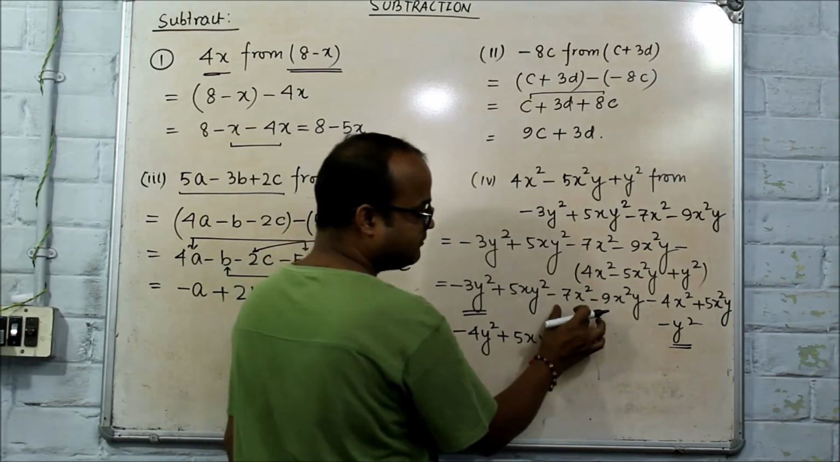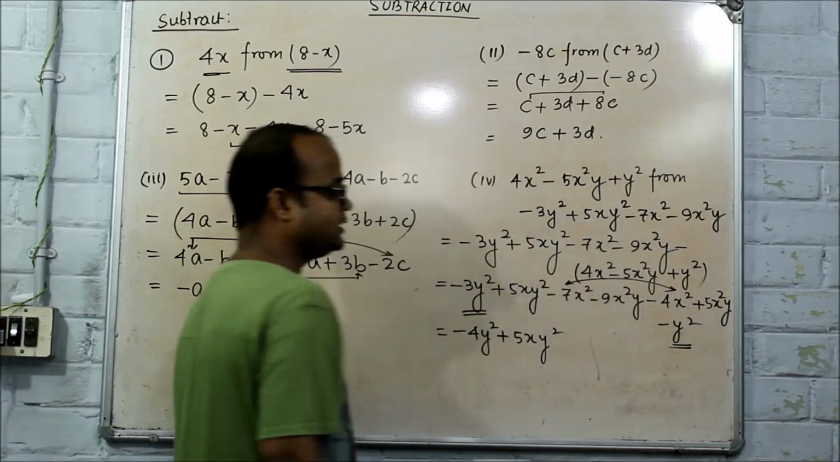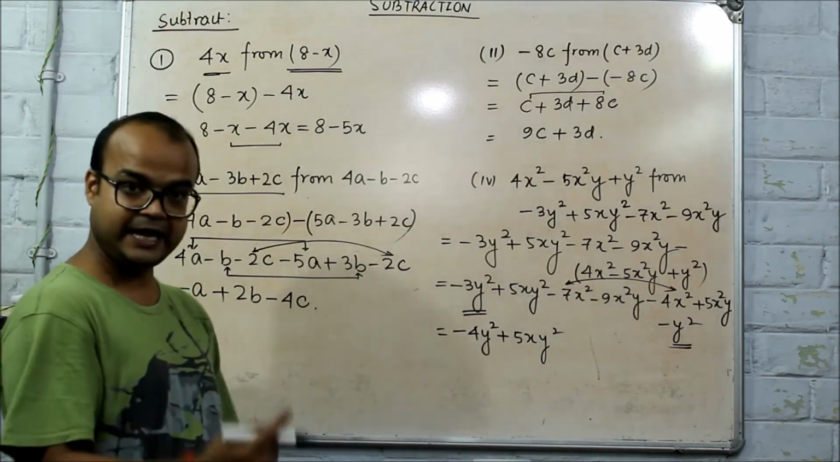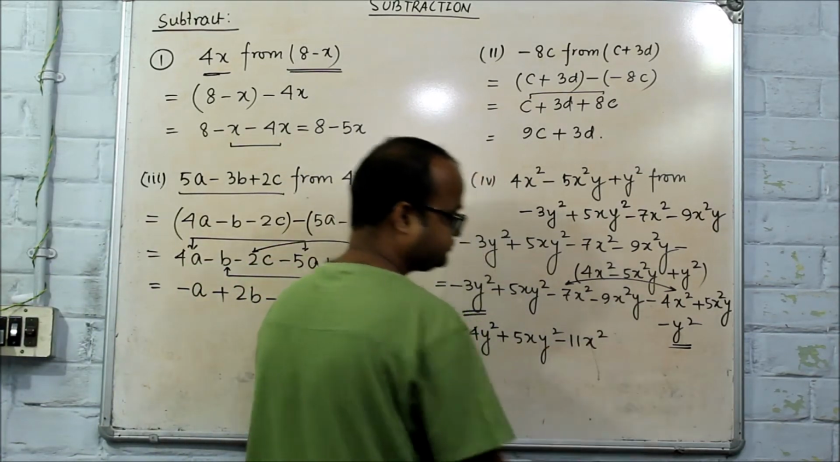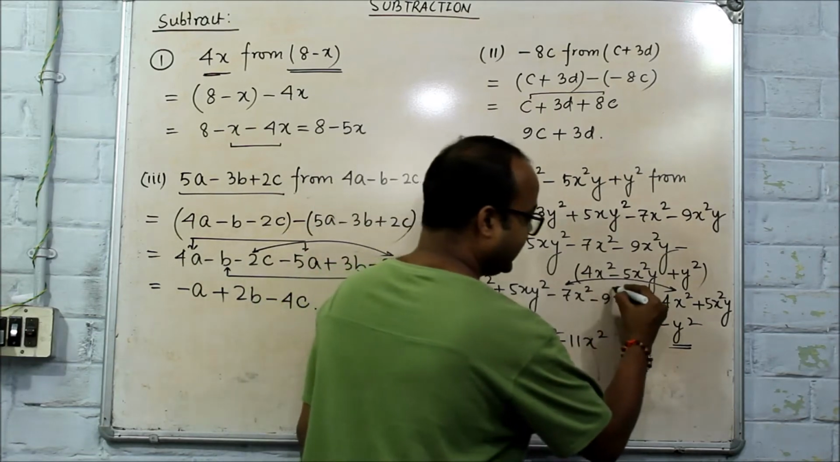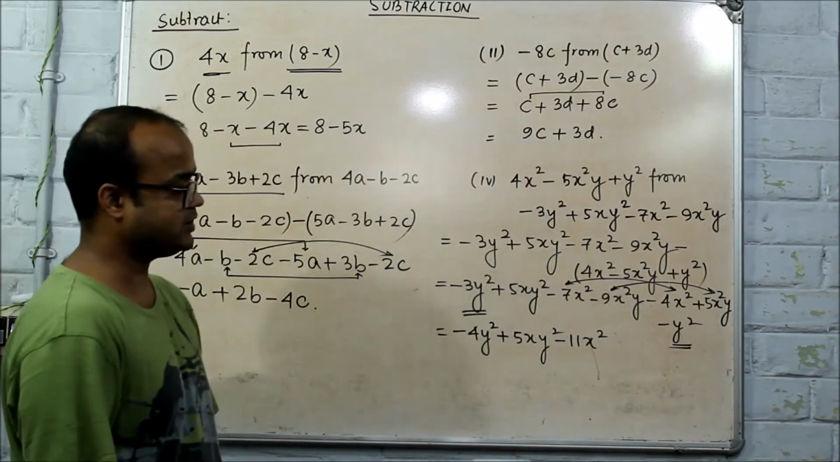Moving to the next, minus 7x square and minus 4x square. These two are like terms. Same sign, add, so minus 11x square. And these two are like terms, x square y and x square y.